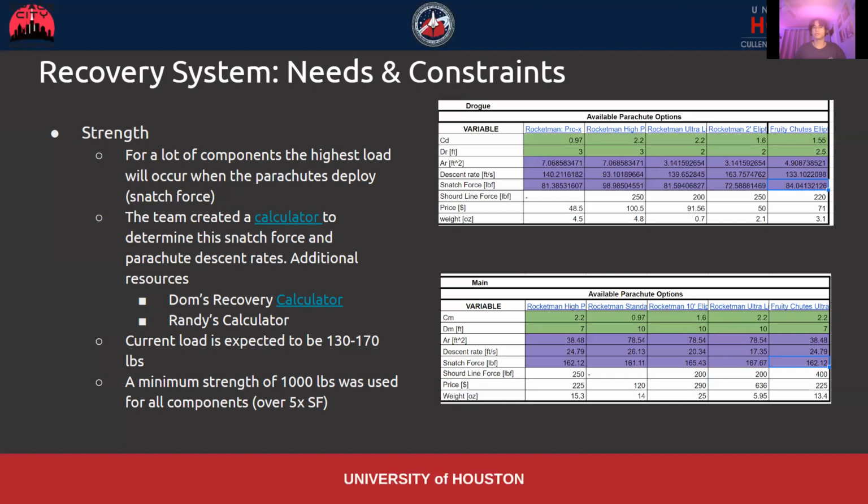Our current snatch force or our load is expected to be between 130 to 170 pounds. And I'll talk more about why it's not a set number and more like a range. And then for all of our components, we chose a minimum strength of 1,000 pounds, and that gives us over a 5 safety factor. So we should be pretty good. And then here in the figure, you can see what it is for the drogue. It's 84 pounds and 162 for the main.